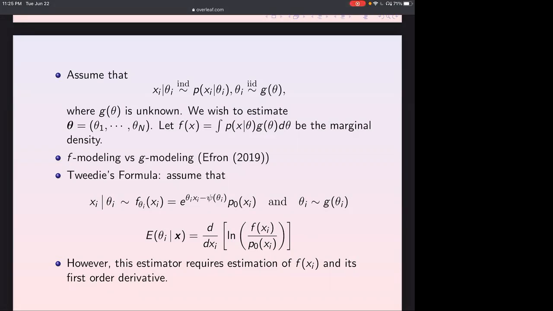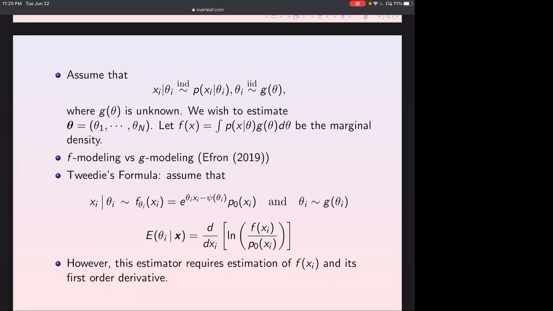And Efron in 2019 has classified the empirical Bayes approach into two different categories, or two different strategies, which are the F modeling strategy and the G modeling strategy. So in the first one, they are trying to model on the data scale, and in the second one, they are trying to model on the parameter scale.